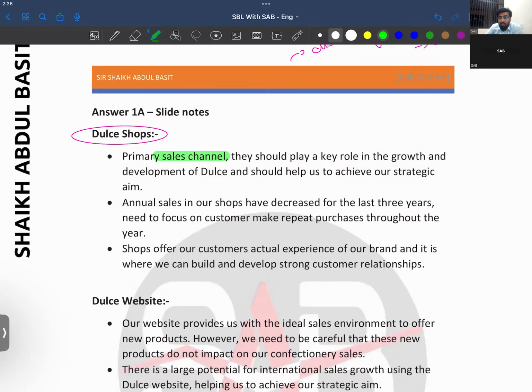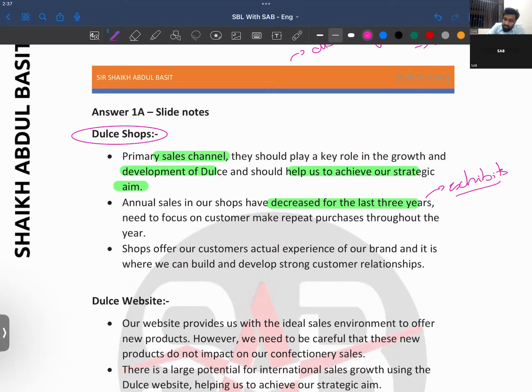I just made the points. So this is the primary sales channel. They should play a key role in the growth and development of Dulles and should help us to achieve our strategic aim. Yes, our strategic aim is to grow, right? So if Dulles shops are being reinvested in, that means it will help us, right? Annual sales in our shops have decreased in the last 3 years. Again, it's from the exhibits.